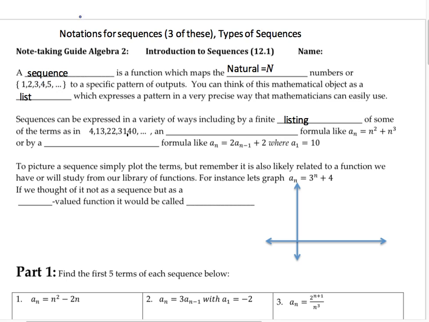1, 2, 3, 4, 5 are the inputs. The first term in this sequence is 4.